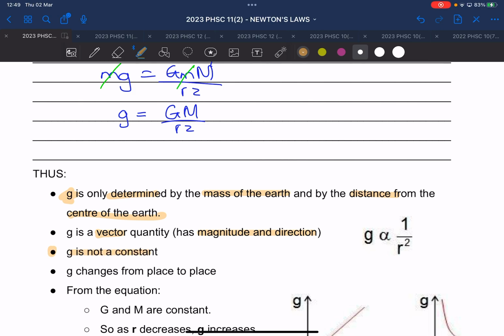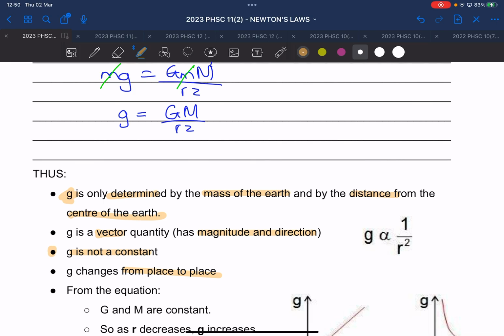Okay, but now we always use 9.8. Like, when do we use something else? We use 9.8 when we are on the surface of the Earth. When we are on the moon, or when you're up in space or whatever, then it changes. So it changes from place to place. It changes when your distance from the Earth changes.